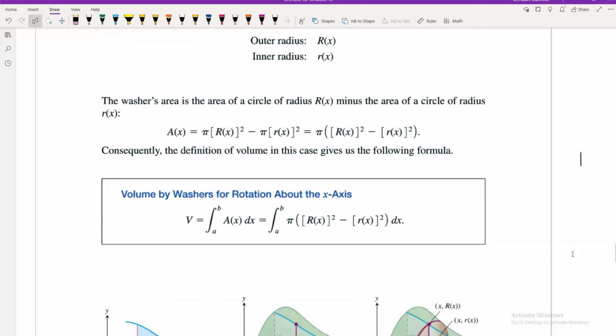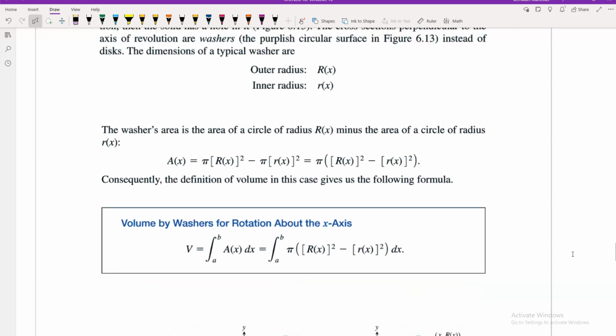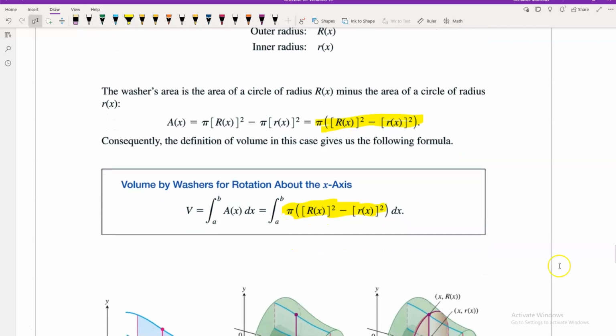Now volume by washers for rotation about the x-axis. Volume is equal to the integral from a to b of A(x) times dx, and our area based on what we had here is pi times outer radius squared minus inner radius squared times dx.